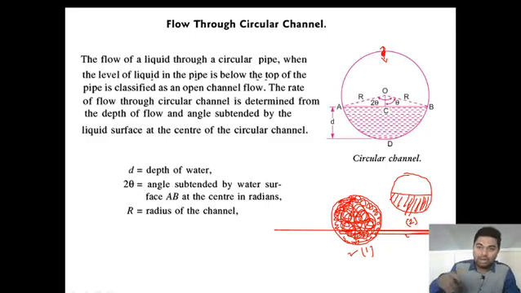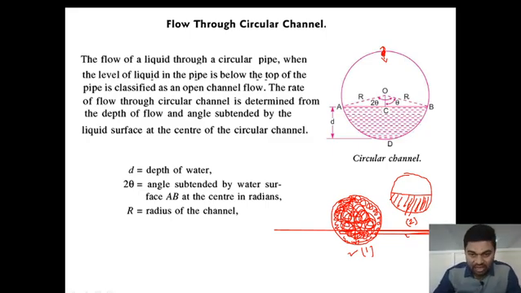If the flow through the pipes is completely full, if it touches the top surface of the pipe, then the flow becomes closed channel flow. If the flow is not full, it is not touching the top of the circular channel, then the flow becomes open channel flow in a circular channel.